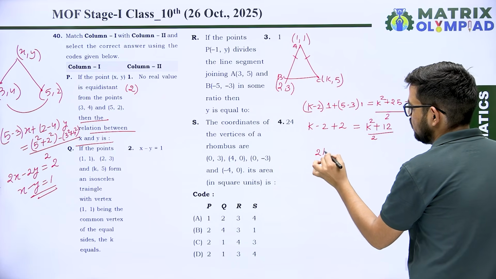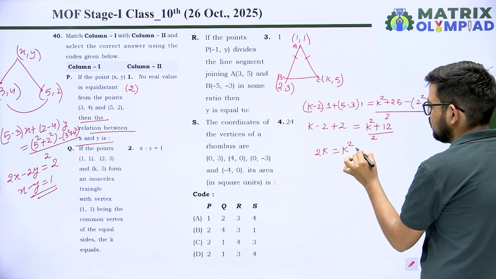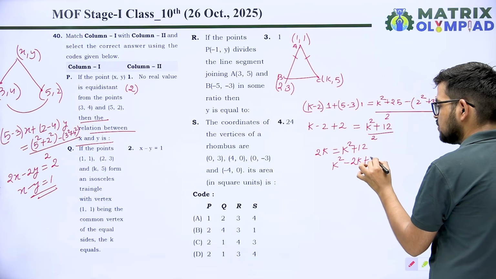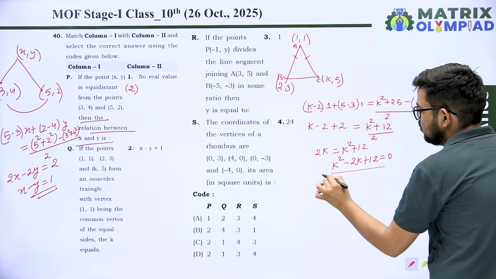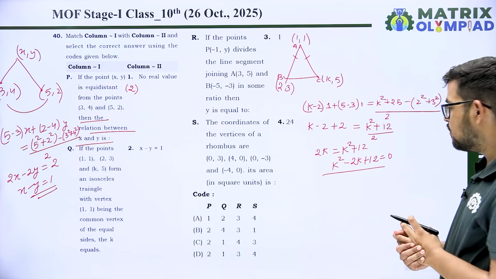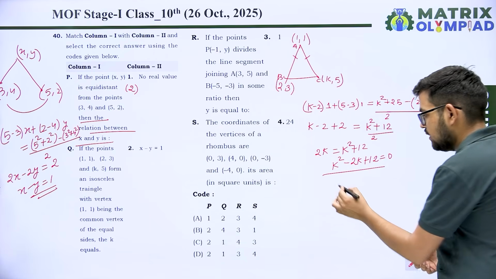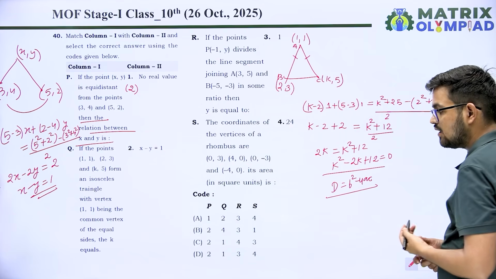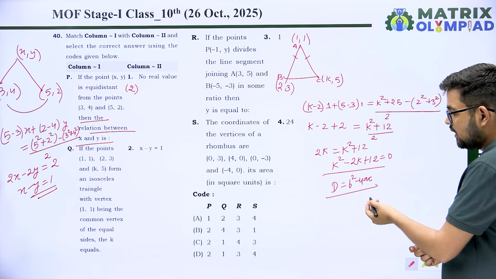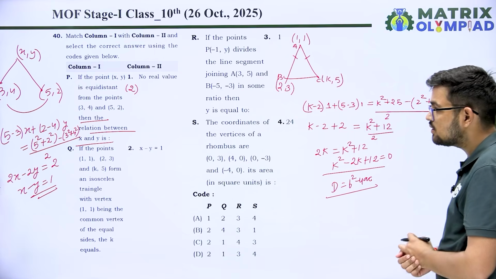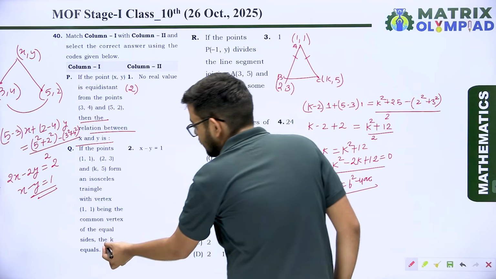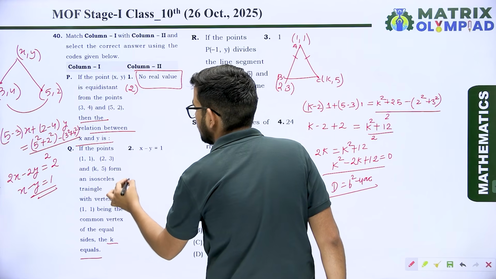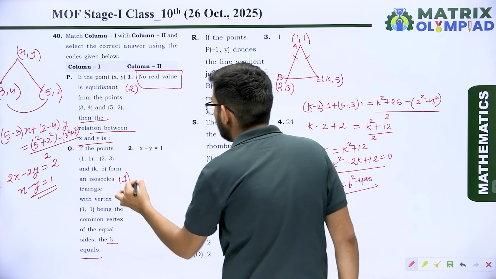So that will be 2k = k² + 12, that means k² − 2k + 12 = 0. So this is a quadratic equation, but here the discriminant D = b² − 4ac is negative. So no real value of k exists, so we will say k equals no real value. So Q's correct answer is the first one.